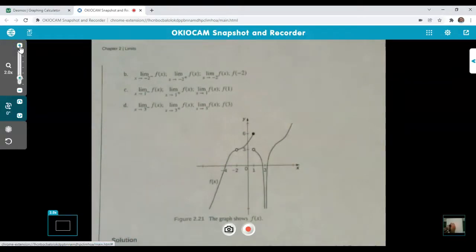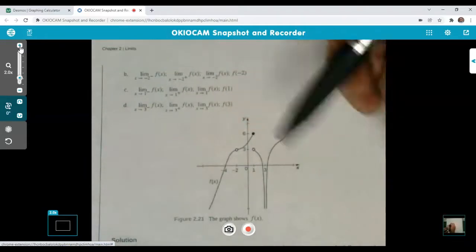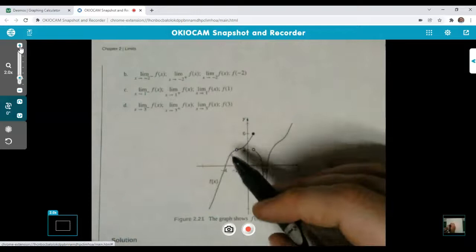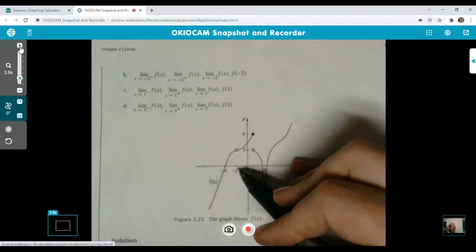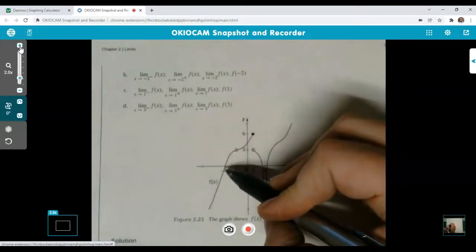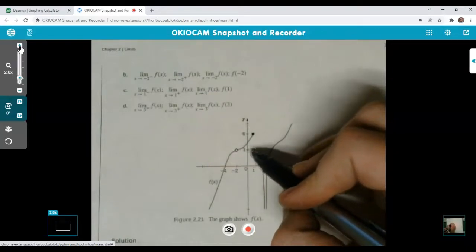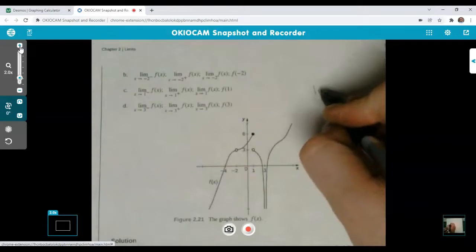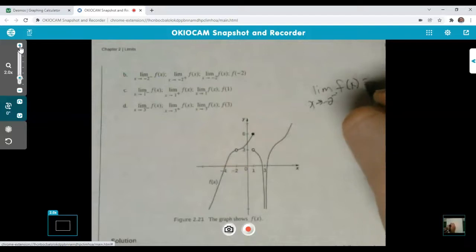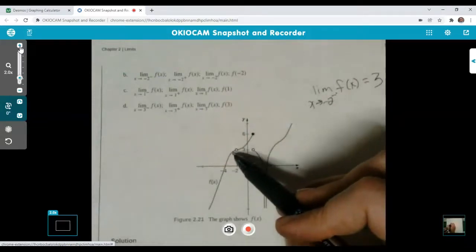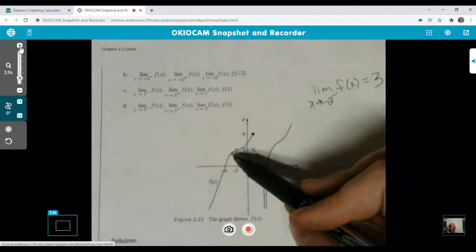Part B first asks for the limit as x approaches -2 from the left. -2 from the left-hand side. So I'm going to look on the left-hand side of the graph. -2 is right here. So I'm going from the left towards -2, and I can see my y is getting closer to this point. The y there is 3. So the limit as x approaches -2 from the left is equal to 3, because it's getting increasingly closer to 3 from the left side. Only looking at the left side right here.